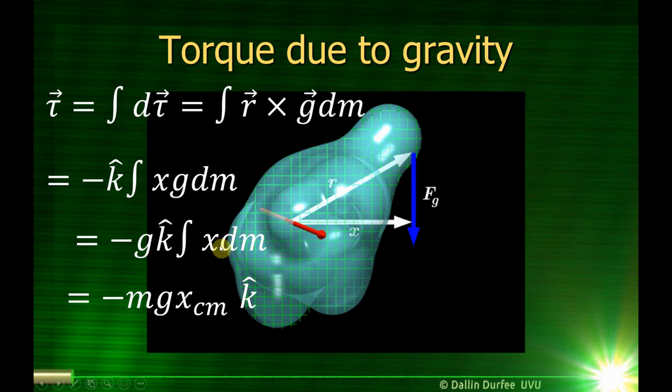So if I can pretend all of the mass is at some x location equal to the x component of the center of mass, then that tells me that when calculating torque due to gravity, I can pretend all of the mass is just at the center of mass location. And that's the end of today's discussion.